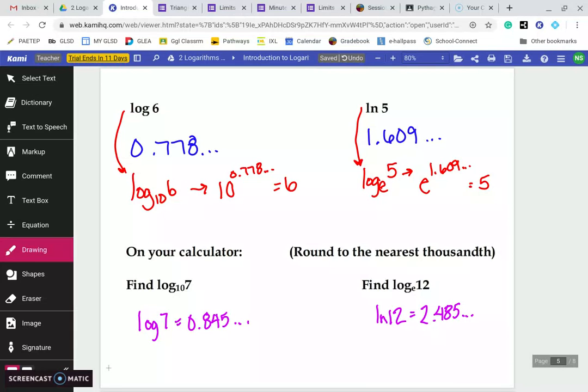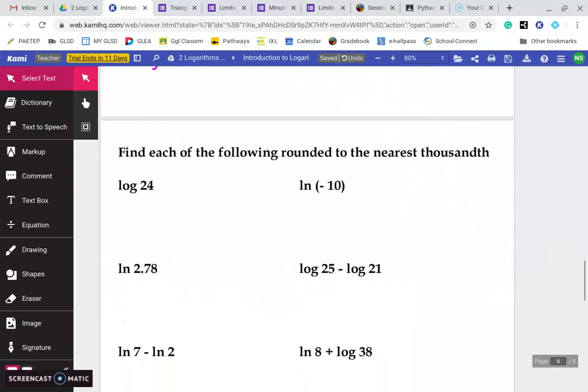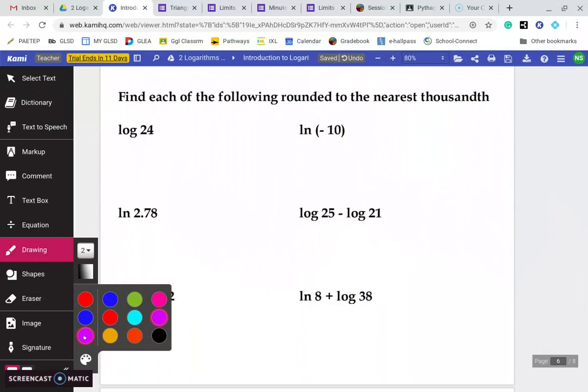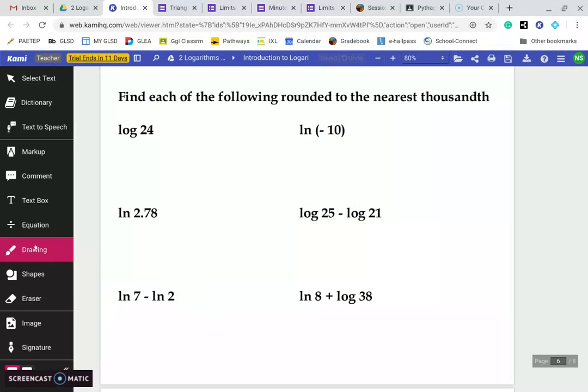So your calculator will do log of 6, that's log base 10, and ln of 5, that's log base e. Oh wait, I'm getting ahead of myself. Here you go. This one is for you to try. I forgot about this slide. So go ahead and type these into your calculator, round all of them to the nearest thousandth. If you want to pause the video and do that, you can. It's just practicing typing in what button to do.